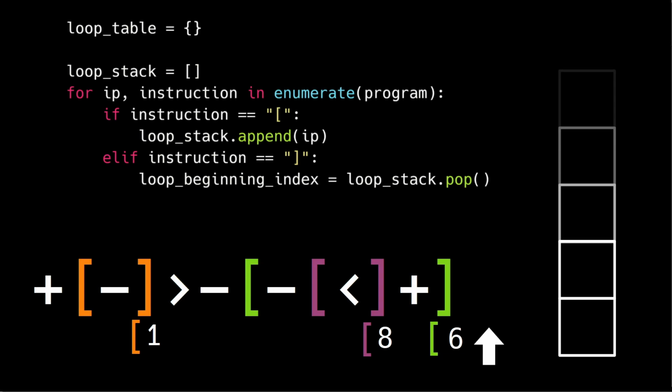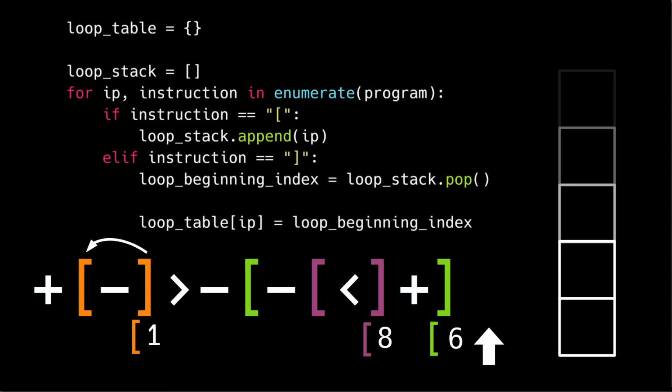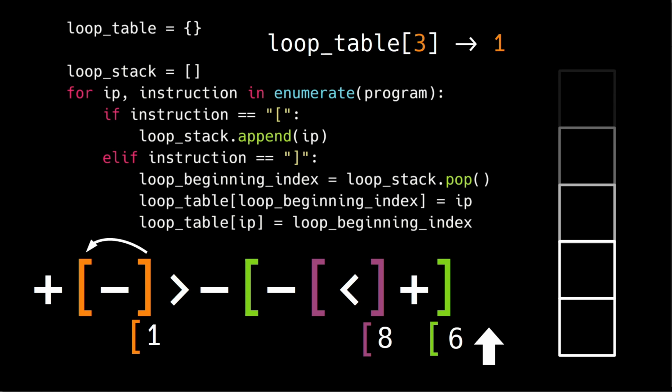We're going to store the position of the opening bracket at the key, which is the position of the closing one, so that when we want to jump back to the beginning of the loop from the end of it, we can just look up in the table the current position in the program, and it's going to give us the position of the opening bracket. But we're also going to need to store the position of the closing bracket at the key, which is the position of the opening one, so that we can also jump from the beginning of the loop straight to the end, in case the loop starts on a cell containing 0.